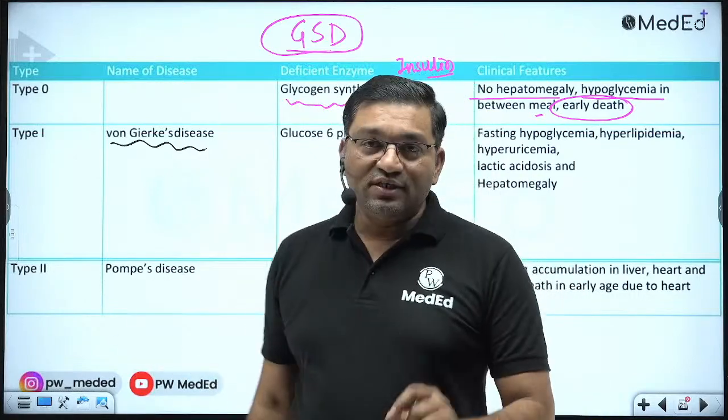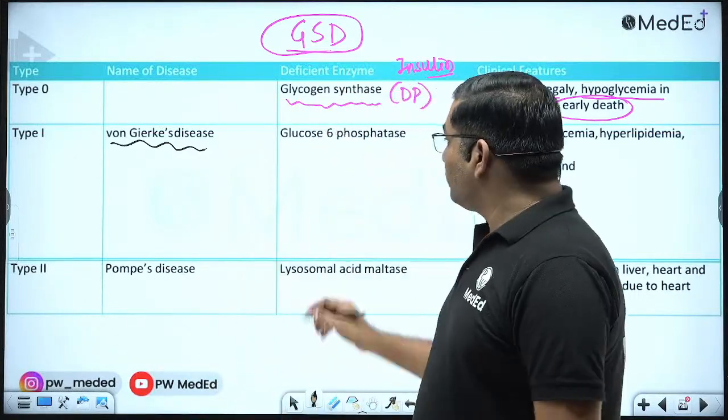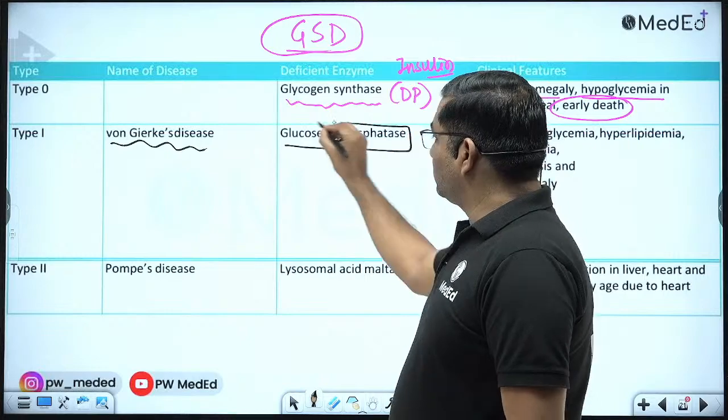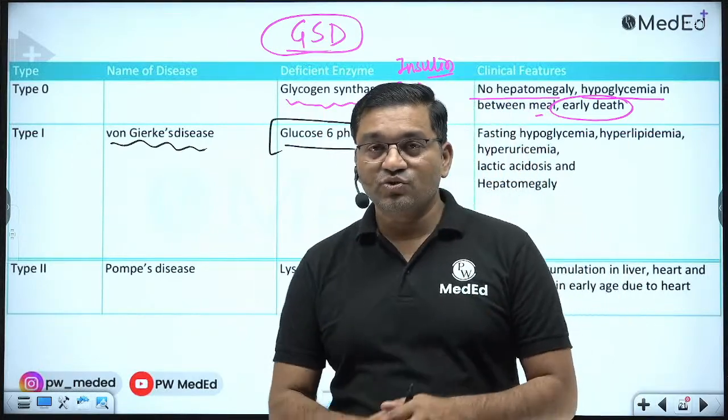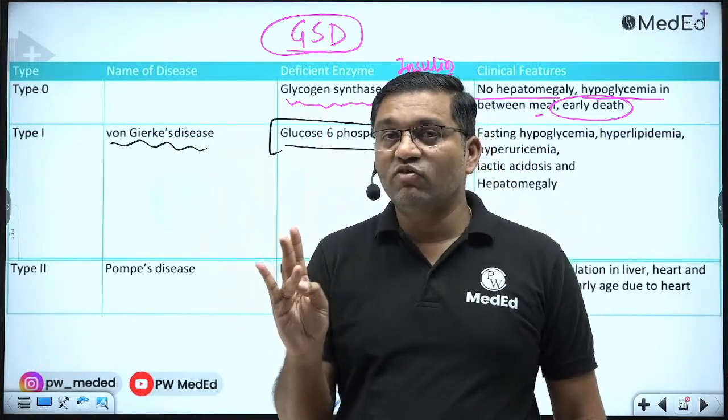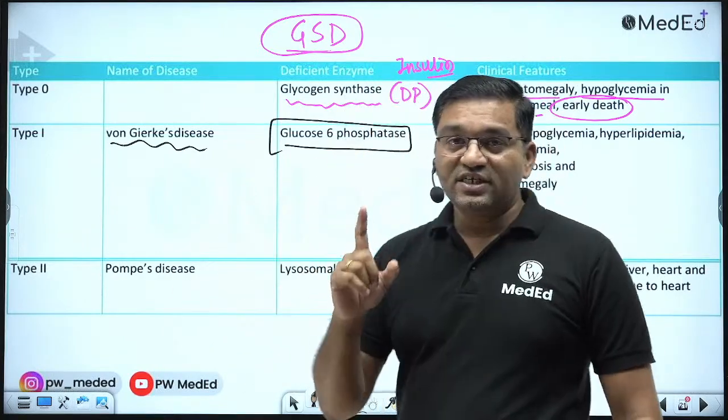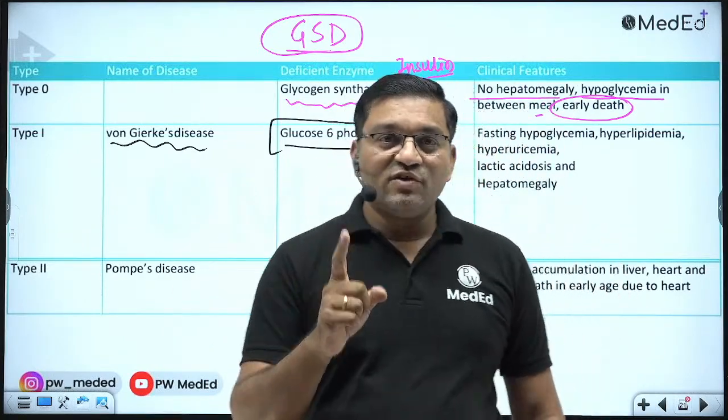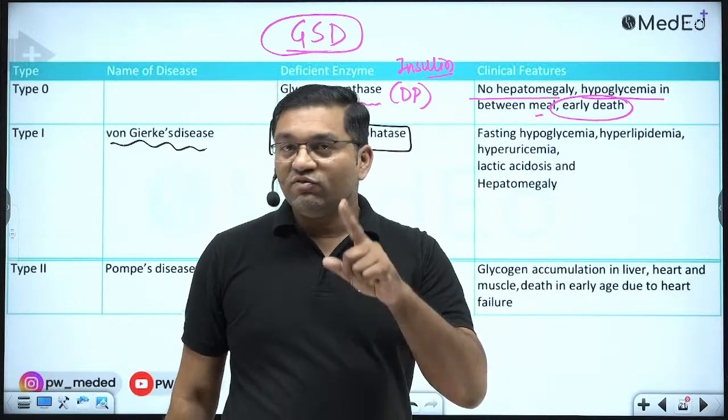Glycogen storage disorder type 1A is because of a defect in glucose 6 phosphatase. There is no spleen involvement and no muscle involvement. This enzyme is absent in the muscle, so there is no muscle involvement. Also, there is no spleen involvement in this disease.